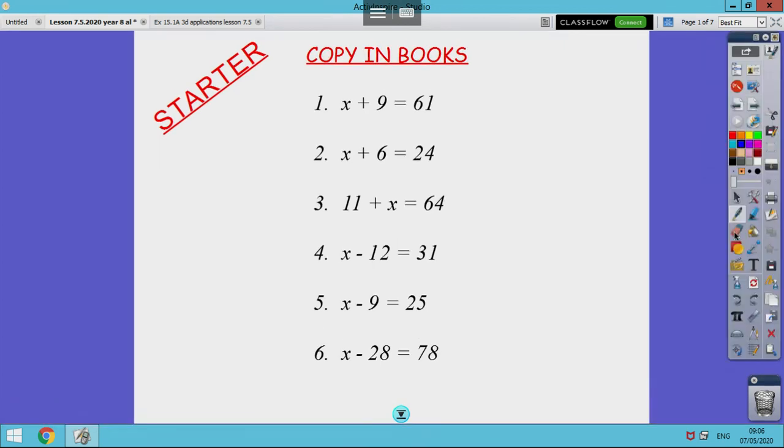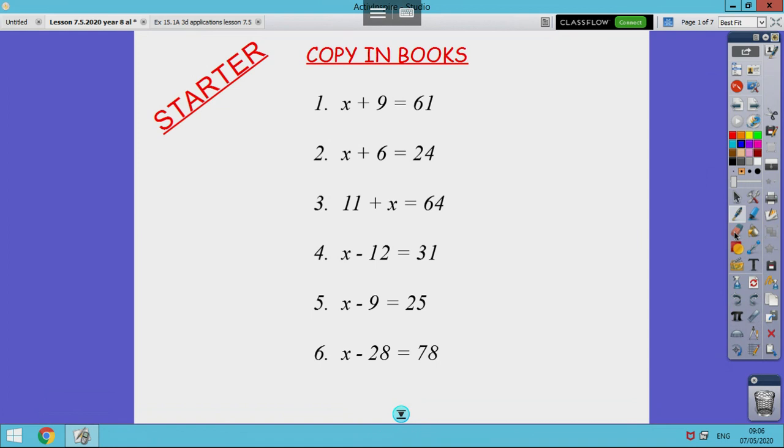There are 6 questions for your starter, and basically what you've got to do is find the missing number. So you've got question 1, so x represents a number that we don't know yet. So I'll do the first one with you. So x plus 9 equals 61. We've got to find the number that plus 9 gives us 61.